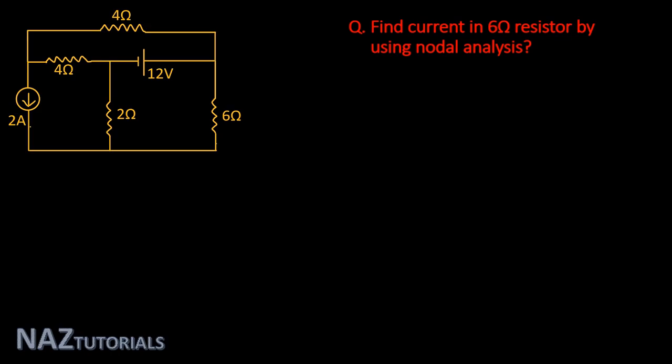Hello everyone. For the given circuit, find current in 6 ohm resistor by using nodal analysis.